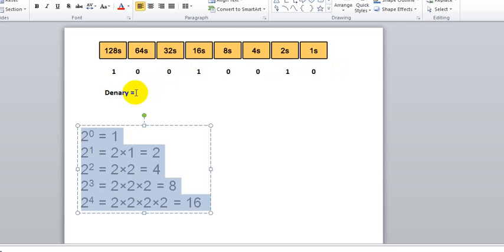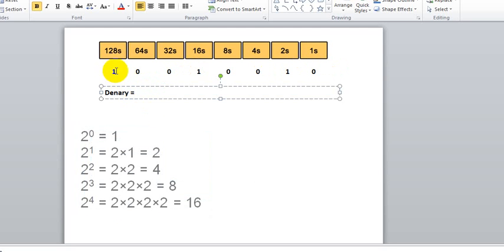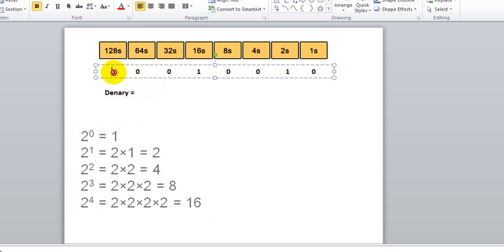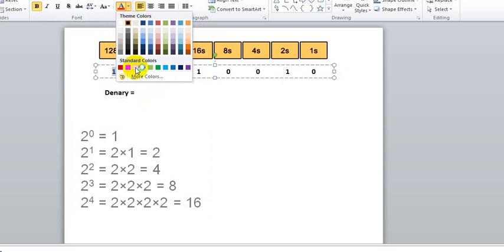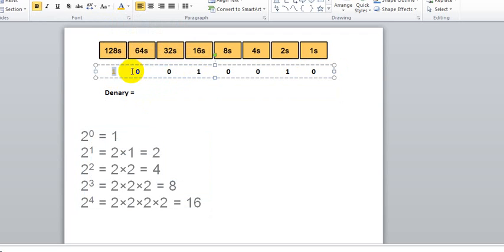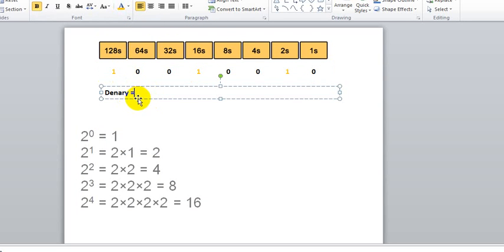And it's quite simple. We've got a 1 meaning on. So we can turn that yellow if you like. Select that as yellow. That means it's on. That's not been turned on. That's not been turned on, but that has been. And that has been. So what do we got? We got 128.